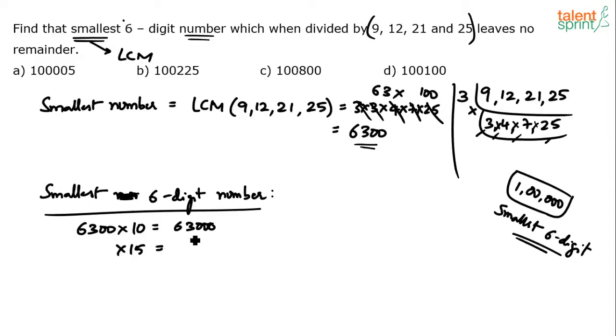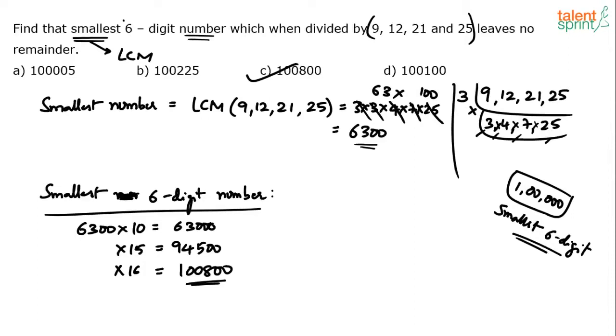Into 15 if I do, 63,000 plus 31,500, that will be 94,500. But this also doesn't do. So maybe if I add one more 6,300, which is taking the 16th multiple, it will help. So it will be 1,00,800. That's the answer. Option C is the answer.